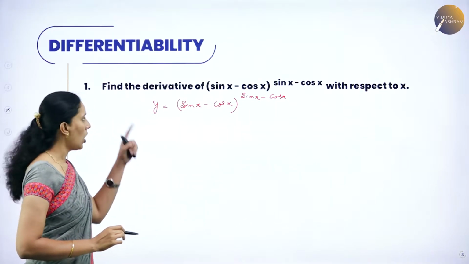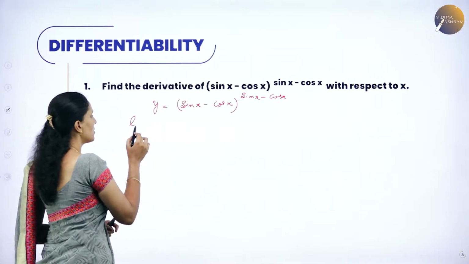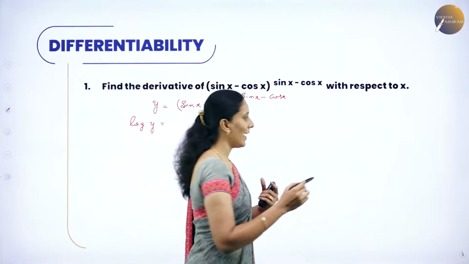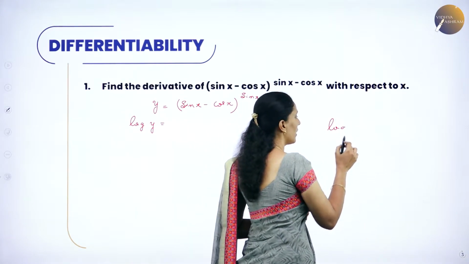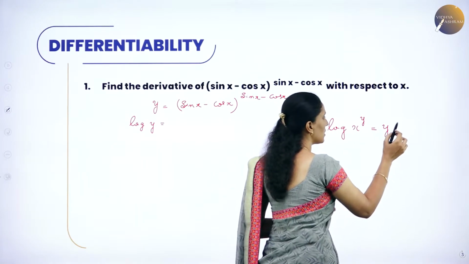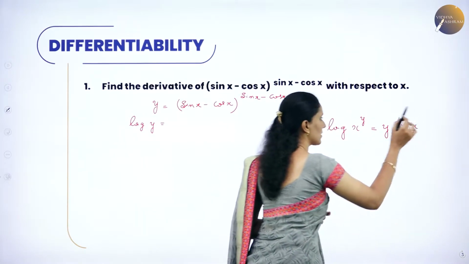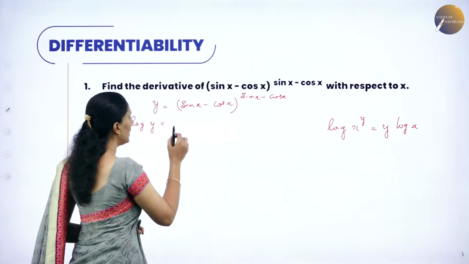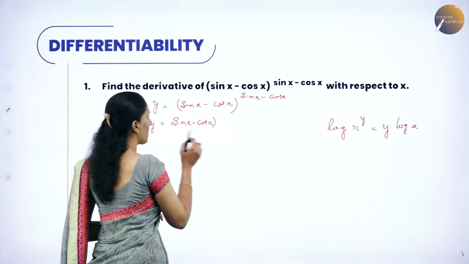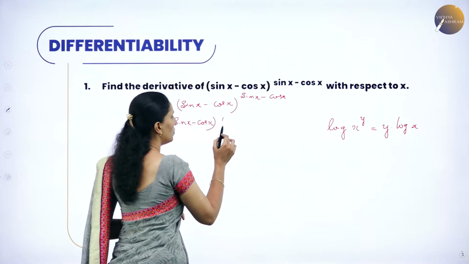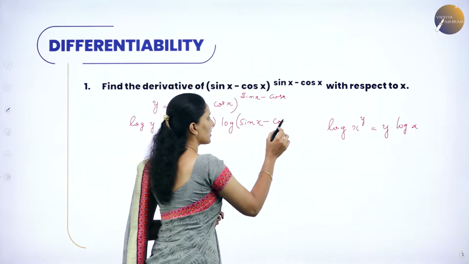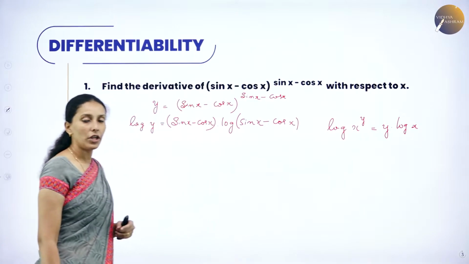Now, when you apply log on both sides, this becomes log y is equal to, so whenever you apply log to the exponential function, this can be written in the form of power into log of base. So, that is why here I can write this as (sin x minus cos x) into log of (sin x minus cos x). Now differentiate on both sides.